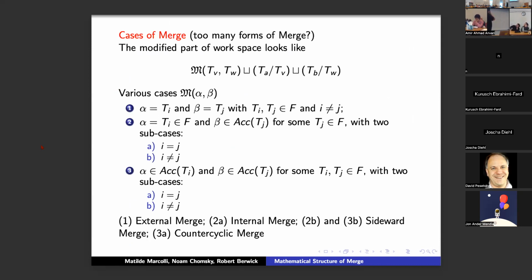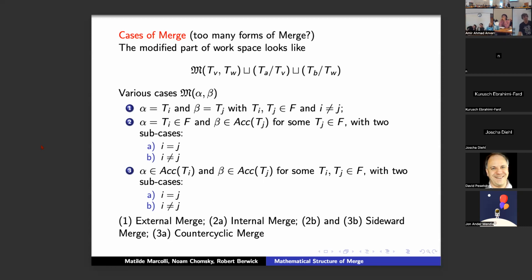So this one is the case where you're taking the same component, but you're taking two, not one. So it's not like internal merge, where you take the whole component and you take an accessible term of that component. Here you take two accessible terms in one component, or two different ones.